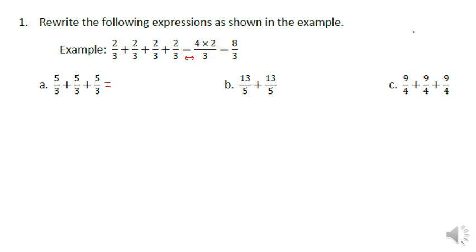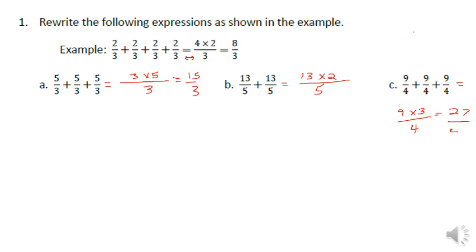So in our example, now we know our denominator would be 3, and it'd be 5 plus 5 plus 5, which is 3 times 5, which equals 15/3. Our next one, 13/5 plus 13/5 becomes 13 times 2 over 5. And our last one, and I'm going to write it down below here, we know our denominator is 4, and we have 9 times 3, which equals 27/4.